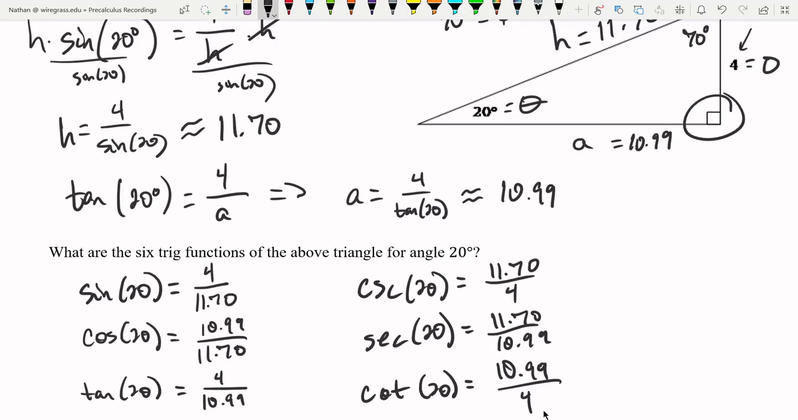And the importance of this is that if you type this in a calculator, sine of 20, it should be very close to what you would get if you type this into a calculator. It should give you the same number almost. Of course, it's going to be an approximation since I used 11.70, but it should be very close.